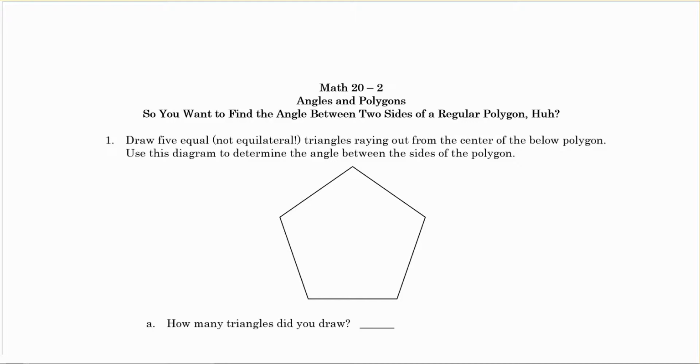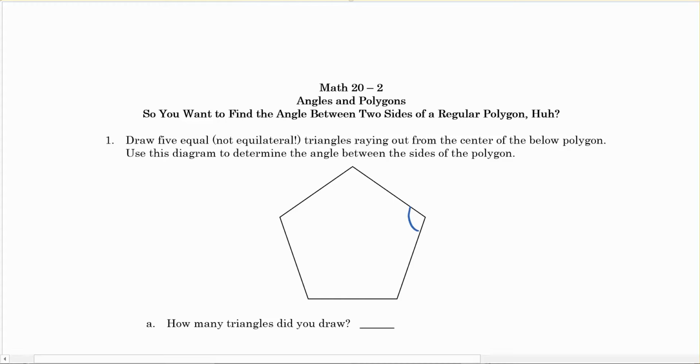Hey, Math 20-2. So this lesson, what we're going to do is start focusing on polygons. And what we're going to be able to do with these polygons is come up with two formulas. One for figuring out what the angle would be in any polygon connecting two sides. And the other formula is going to be just the total sum of all the angles.